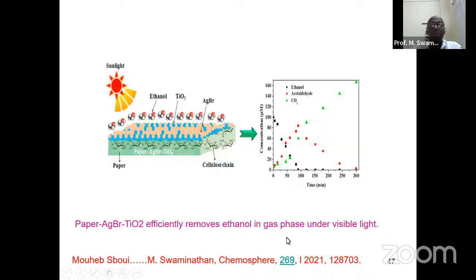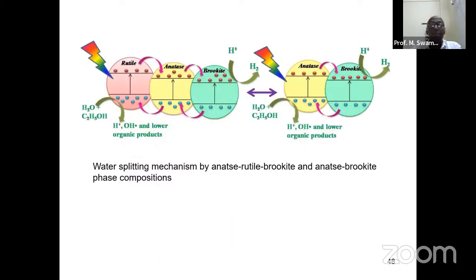And now we know that hydrogen is a future fuel, and photocatalytic water splitting can be done by many photocatalysts. Actually, here it is given a mix of rutile, anatase, and brookite. All three phases of this TaO2 have more or less the same band gap, but the band potentials are not the same. So you can see that the conduction band potential of rutile is higher than that of anatase, which is higher than that of brookite. So once you irradiate it, electron transfer can take place.